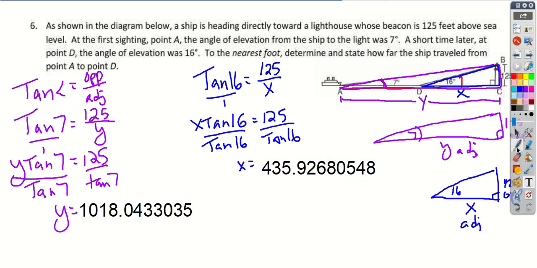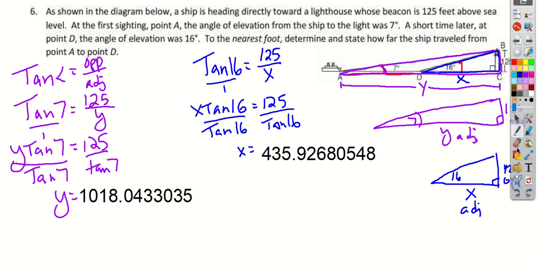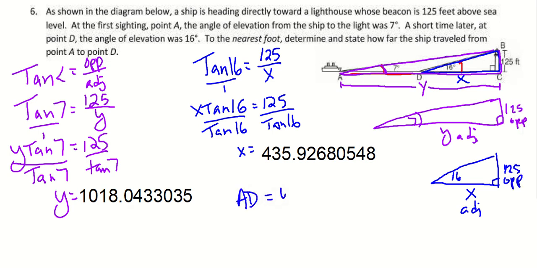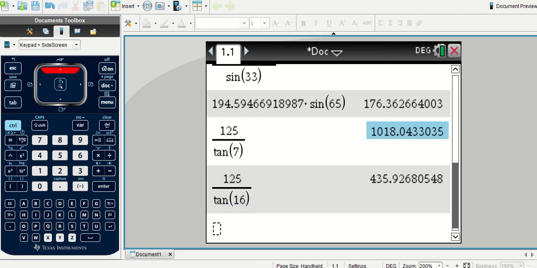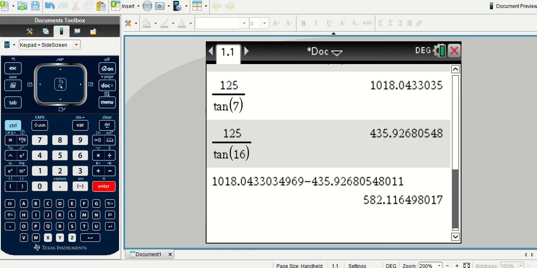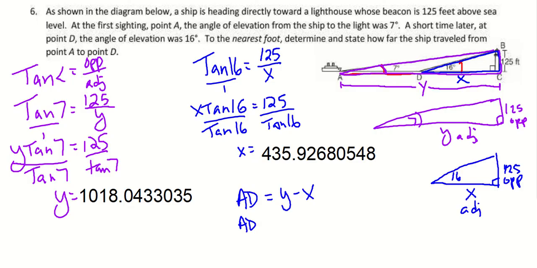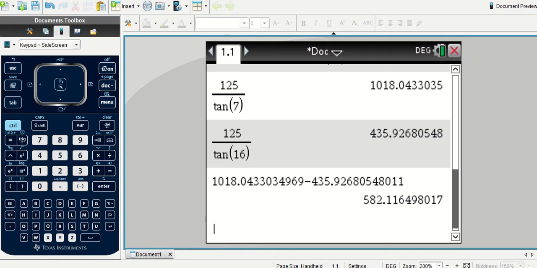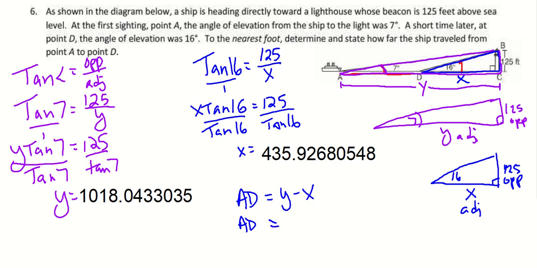And so the answer here, the actual height of the tower, or the distance from A to D, is the difference between Y and X. So I'm just going to subtract that 1018.0433035 and the 435.9 number. So I go back to the calculator, I'm going to bring down that first number, subtraction, arrow up to the second number, and we're going to subtract, and we're rounding to the nearest foot, so that's 582 feet.